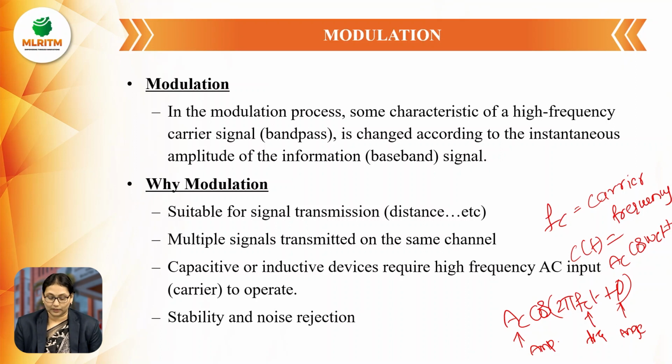Next, multiple signals transmitted on the same channel. Here, multiple signals transmission is called multiplexing. Multiplexing is the process in which number of signals can be transmitted through single channel. Next, capacitive and inductive devices require high frequency AC component to operate. Next, stability and noise rejection. This is about modulation and what is the necessity of a modulation.